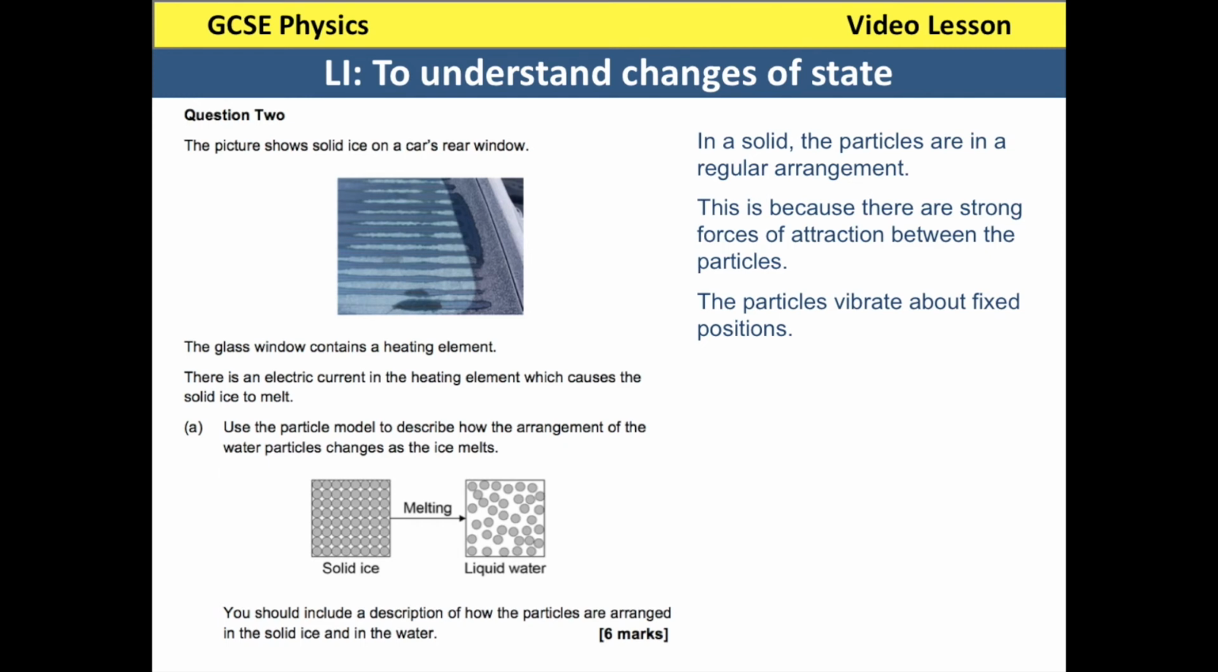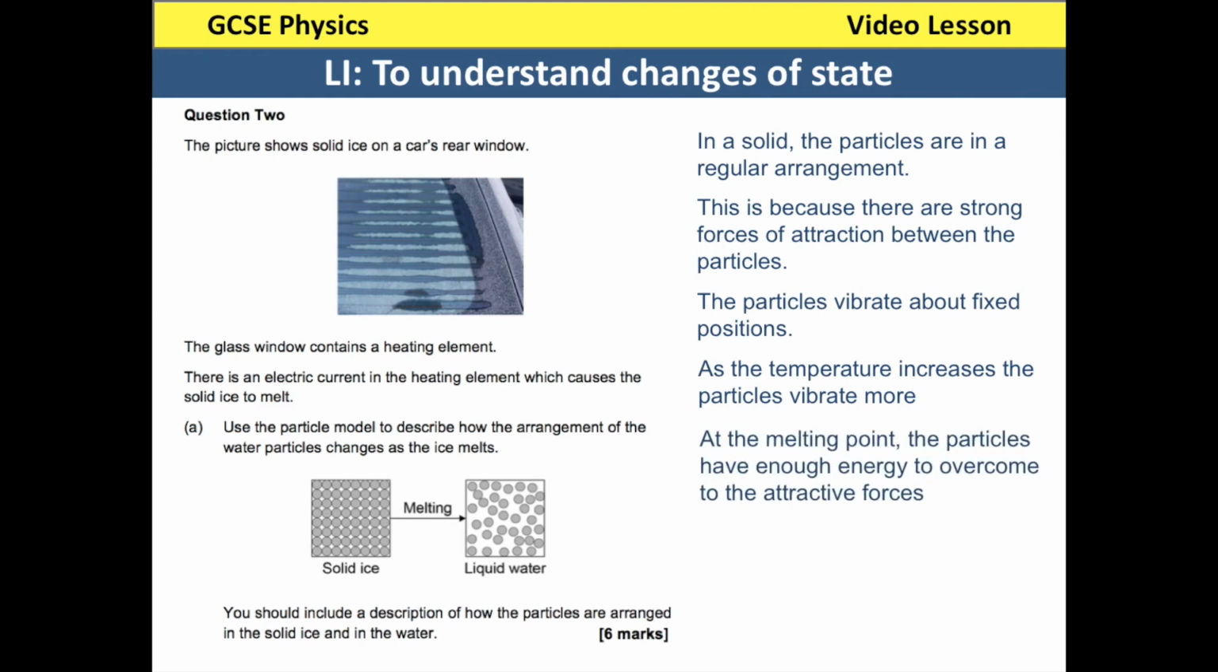We now need to look at the other things that the question is asking, because it does say how the arrangement of the particles changes as the ice melts. So let's talk about that melting process. As the temperature is increased, the particles are going to vibrate more, and at the melting point, the particles will have enough energy to overcome the forces of attraction between them.